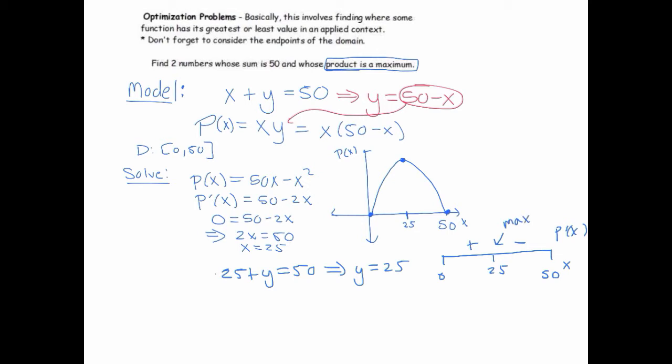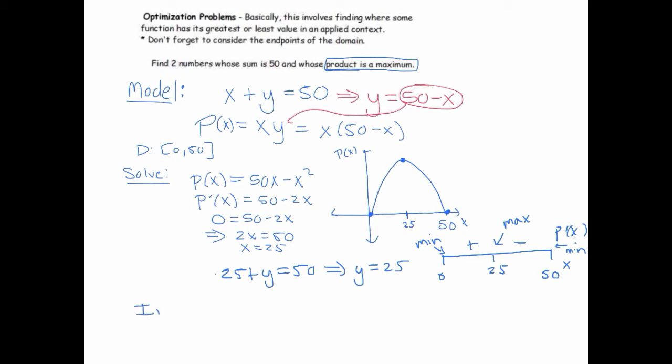The other thing you'd want to do is check endpoints, because remember there could be a max or a min at an endpoint, but we don't need to do that here since there's a min at 0 and there's a min at 50. So those wouldn't need to be considered in this case. But endpoints could be answers to optimization problems, so just be aware of that.